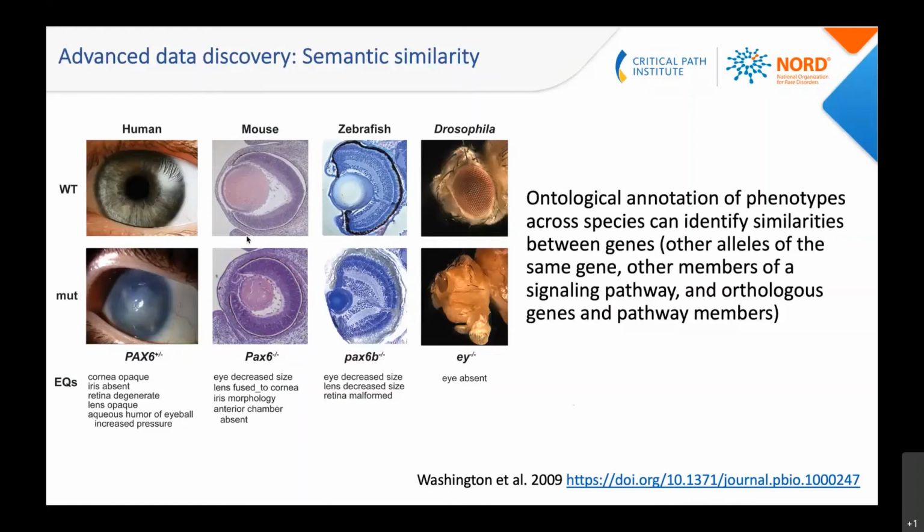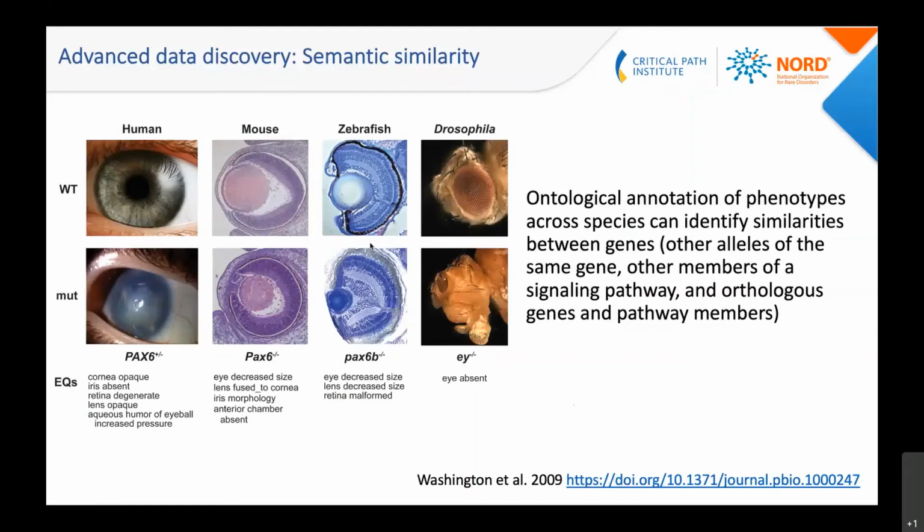The data for each of these organisms has been gathered independently and is stored in separate databases. As a consequence, the descriptions of the phenotypes across those different organisms differ. They can be quite complex in a human, such that the phenotypic profile says cornea opaque, iris absent, retina degenerate, lens opaque, aqueous humor of eyeball increased pressure, to something as simple in a fruit fly as eyes absent. But what the researchers in this Washington et al. 2009 paper were able to do was to take each of these phenotypic descriptions, what they call phenotypic profiles, annotate them to ontologies, and then look at the similarity across them. They actually did this for many hundreds of different phenotype profiles, not just this one. And the ontology can then return the information and say, even though their initial descriptions were quite different, the information content shared across all of these, or their semantic similarity, is very high, it's significant.